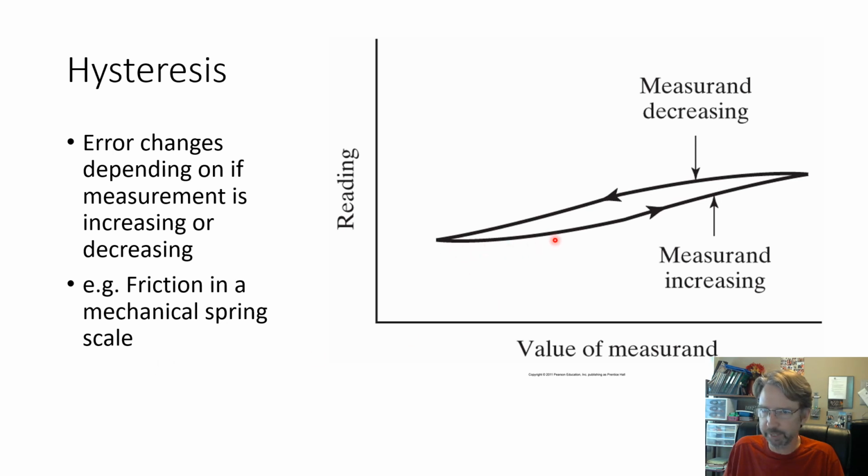So when you do the calibration, you generally are careful about measuring it when you're increasing and measuring it when you're decreasing. Then you can compare the two and see if there is any hysteresis. If they're the same, then there isn't.